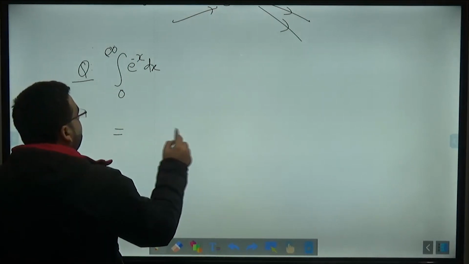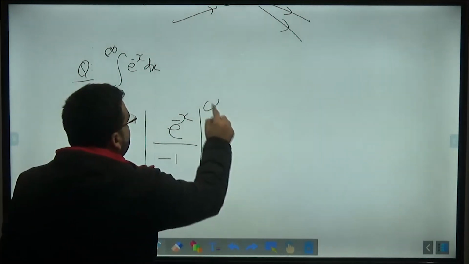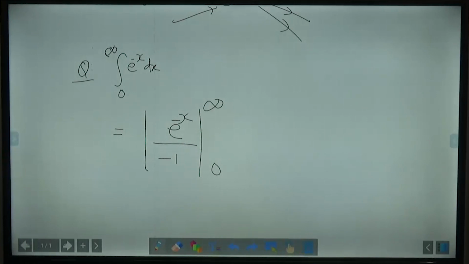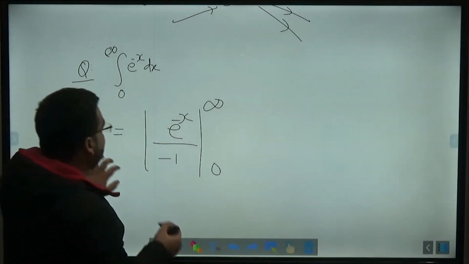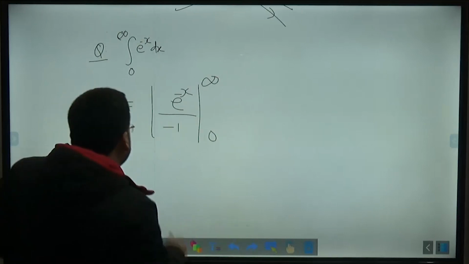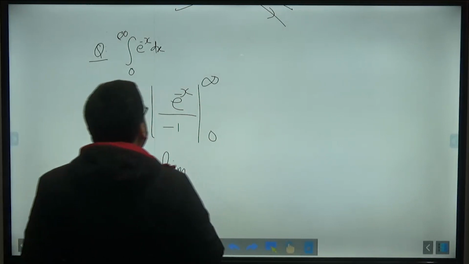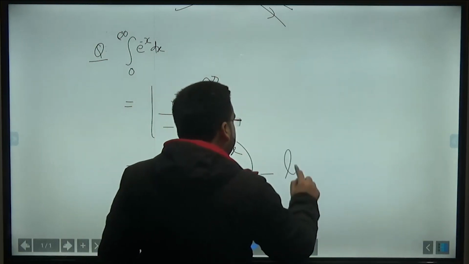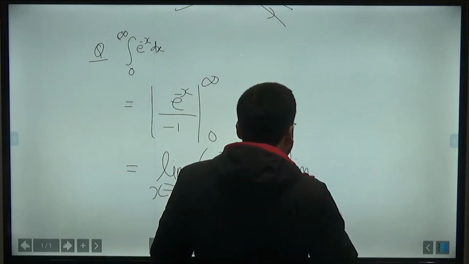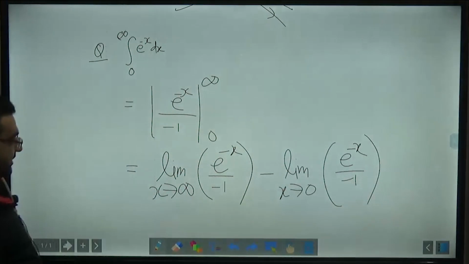Integral of e raised to power minus x will be equal to e raised to the power minus x divided by minus 1, integration from 0 to infinity. Upper limit minus lower limit. Now how to solve an improper integral? We have a method to solve an improper integral. It will be equal to limit x tending to infinity, upper limit, e raised to the power minus x divided by minus 1, minus lower limit, limit x tending to 0, e raised to the power minus x divided by minus 1.